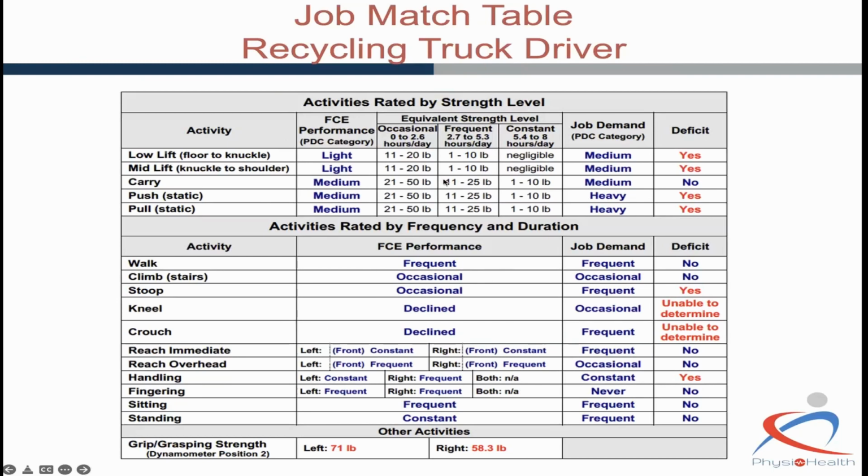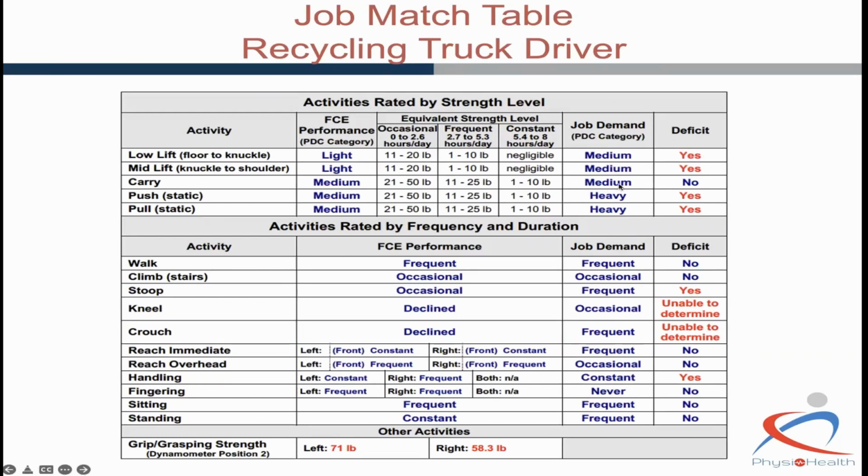I think in this case, I used Mr. DeGrasse as an example. He's the recycle worker. His performance in lifting was light, up to 20 pounds. His carrying was medium, and his pushing and pulling was medium. Here are the job demands. I took the job demands that Nathan provided, and this column is all the information provided from the PDA. His job demand was medium, I believe up to 50 pounds was required. So obviously there's a deficit there.